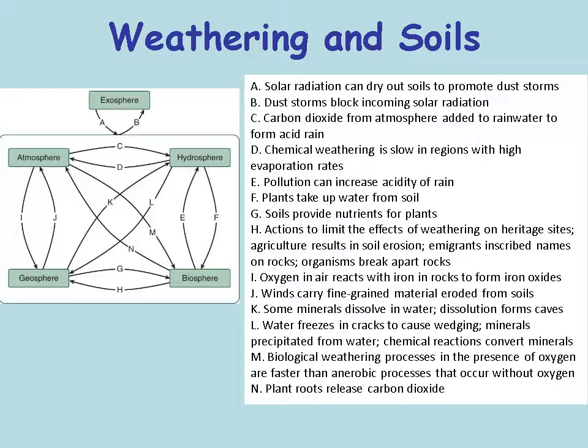Okay, G and H, how the biosphere relates to the geosphere. Soils provide nutrients for plants. Plants are biosphere, soil is geosphere. H, actions to limit the effects of weathering on heritage sites would be biosphere, i.e. people affecting the geosphere, the weathering of the rocks there. Agriculture results in soil erosion. People, again, the biosphere, create soil erosion.